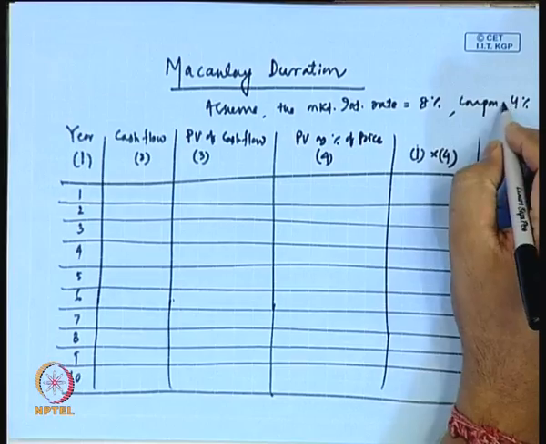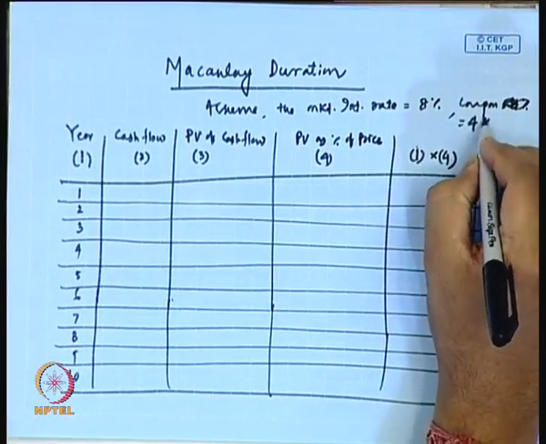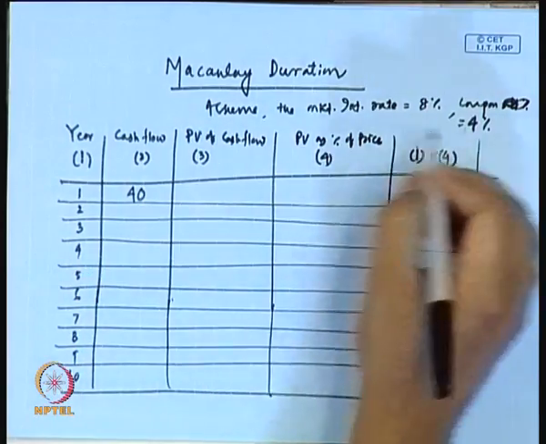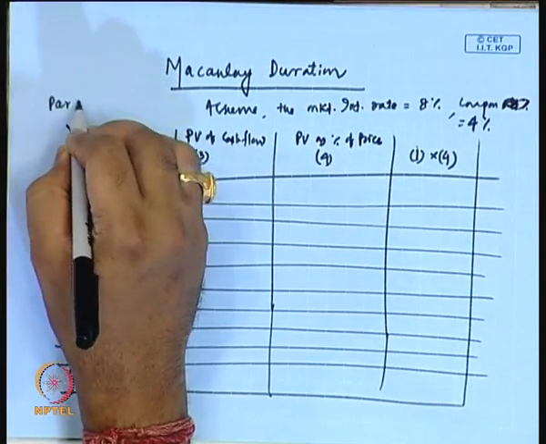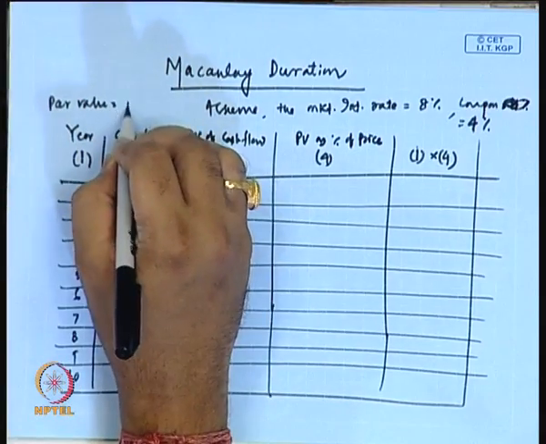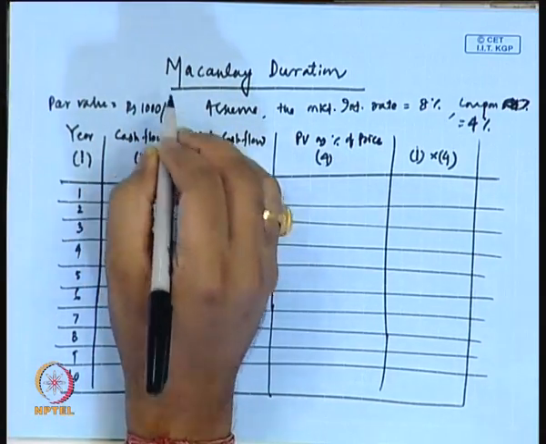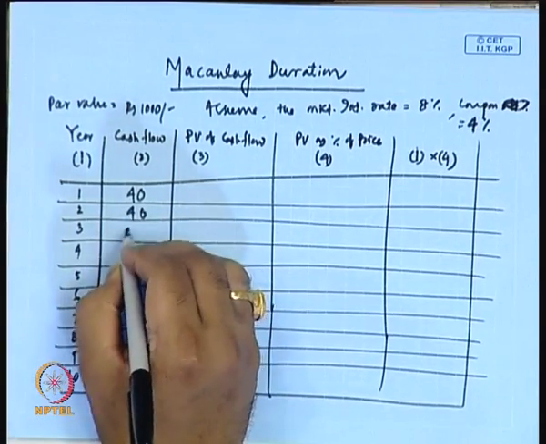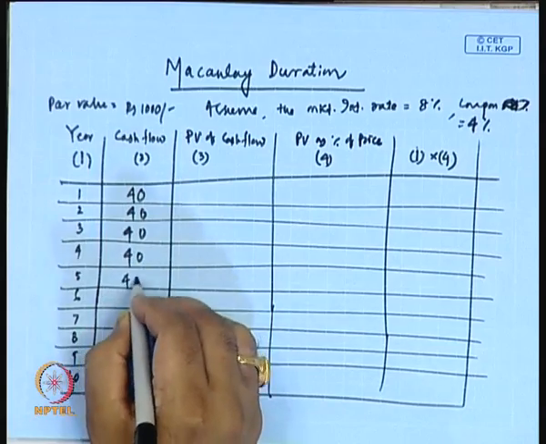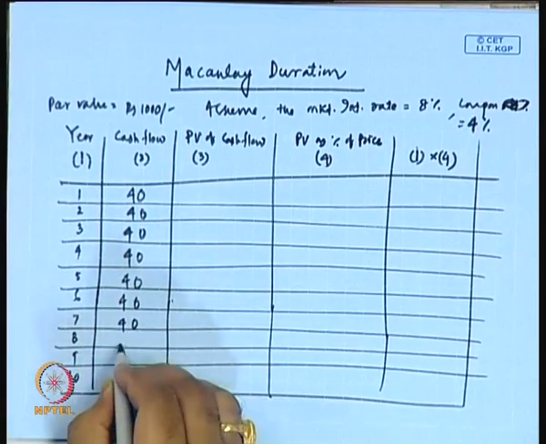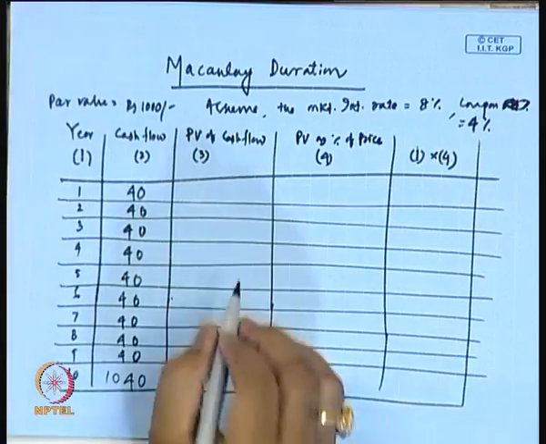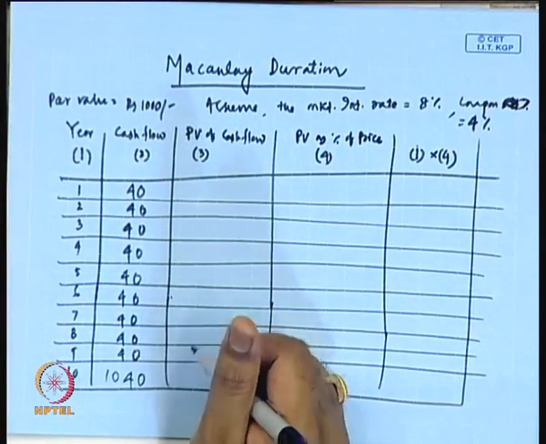Coupon is equal to 4%. Then each year you will have a cash flow of 40 rupees, because let the par value be equal to 1000. So then you will have 40 rupees, this is 40, this is 40, this is 40, this is 40, this is 40, 40, 40, and if the term to maturity is 10 years, then in this year the cash flow will be 1040 because it includes the principal also.